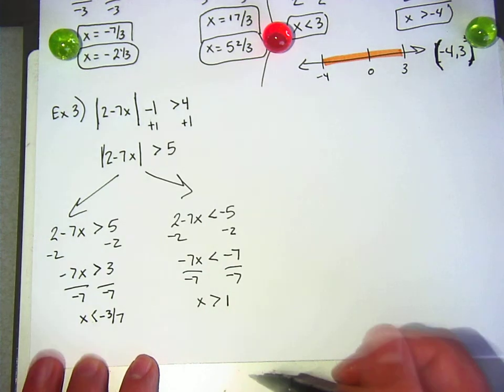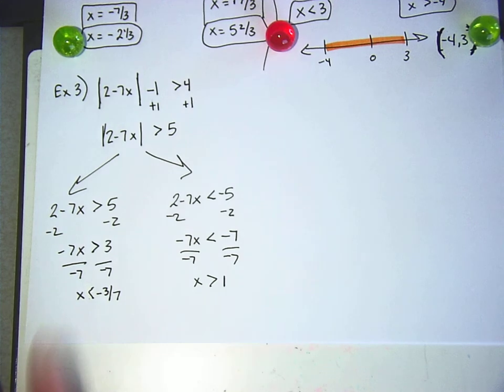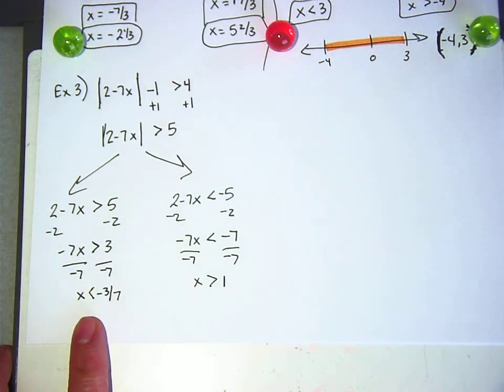All right, do I need to make a number line this time, or can you visualize it? Imagine a number line in your head. Imagine negative 3 over 7 on there.